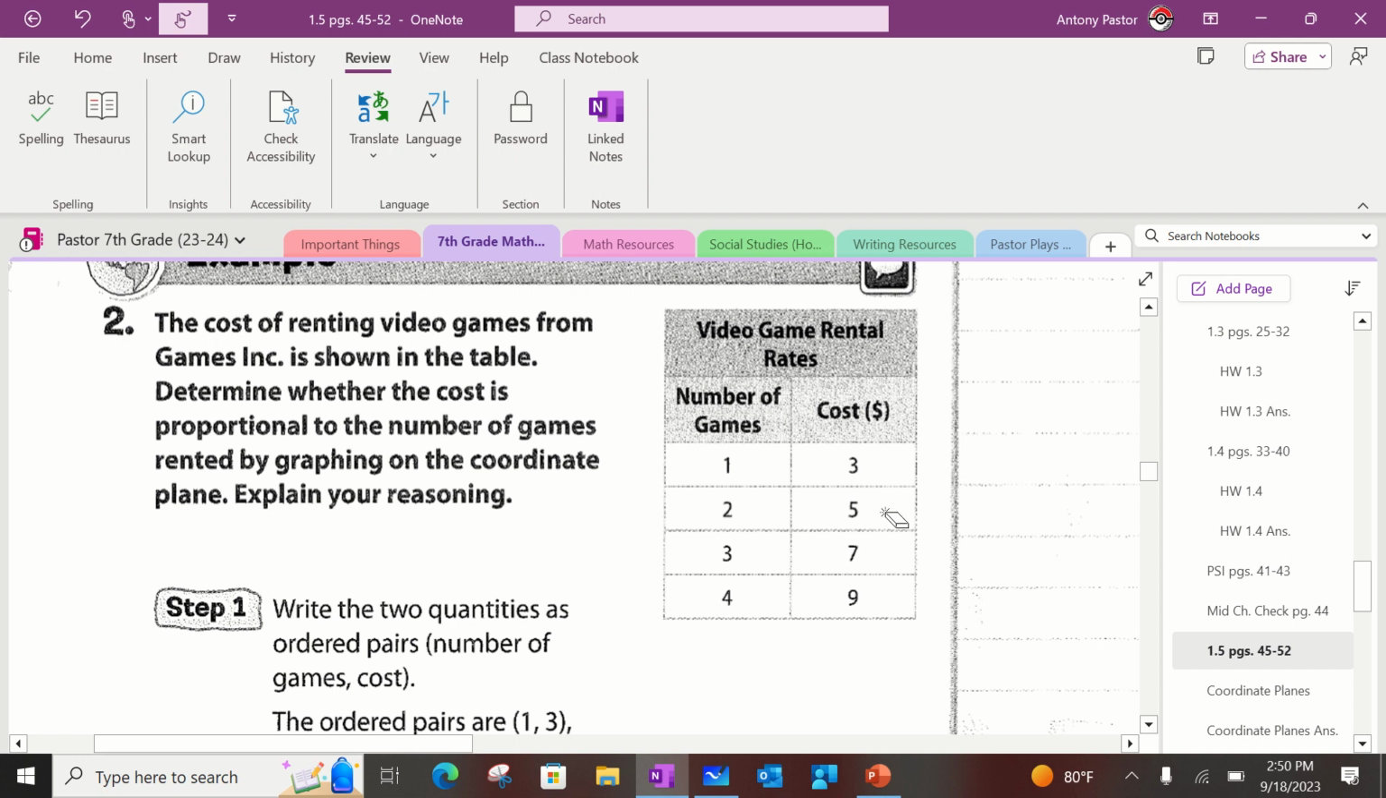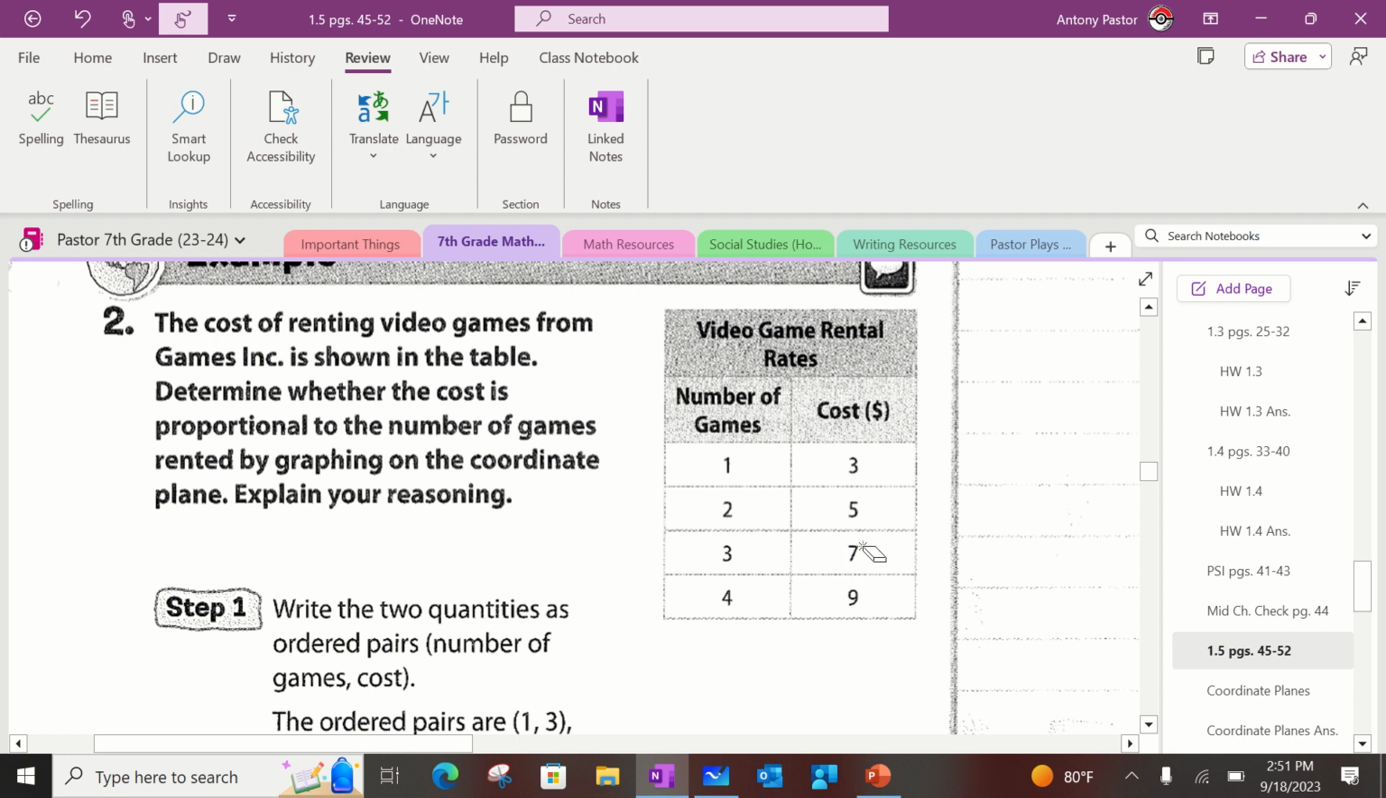Two games cost $5. And you're going to notice right off the bat, they're not proportional because if every game cost $3, two games would have cost $6. There's a little bit of a discrepancy here. So there's a little bit of a discount. The more games you rent, the lower it costs. 3 games equals $7 instead of it being $9, because if one game costs $3, 3 games should cost $9. And then 4 games will actually cost $9.